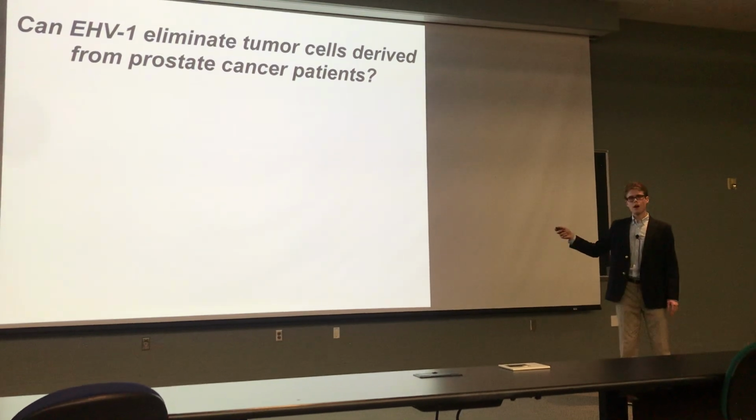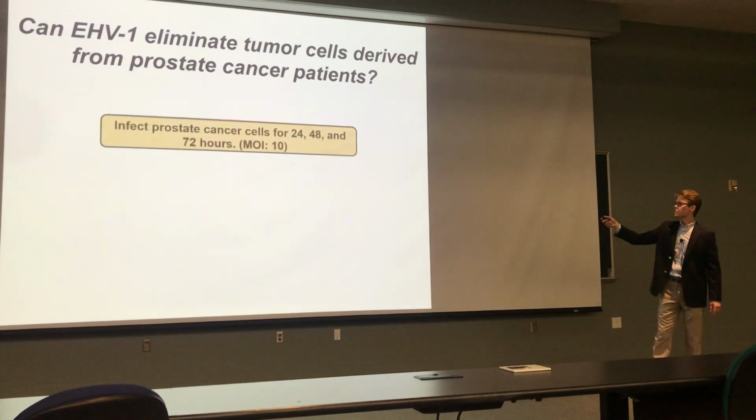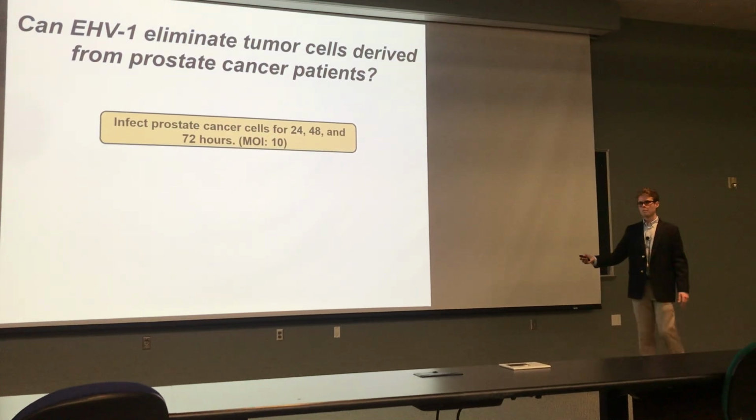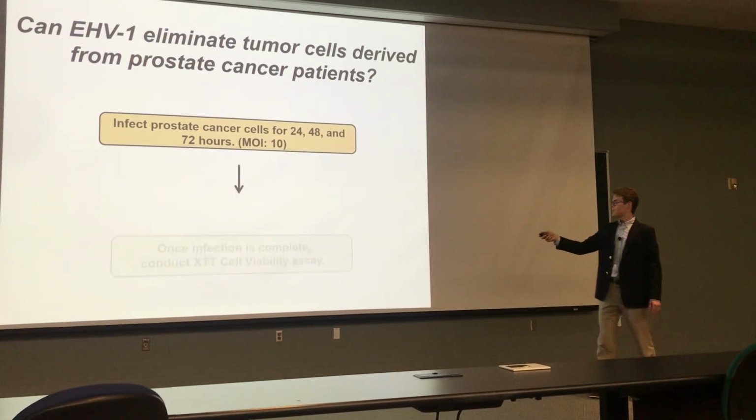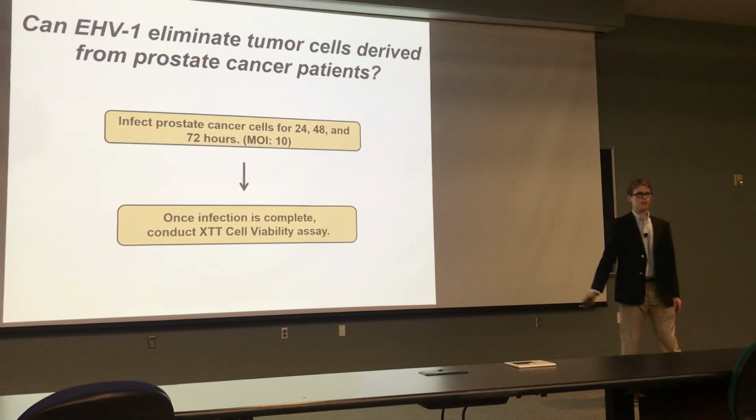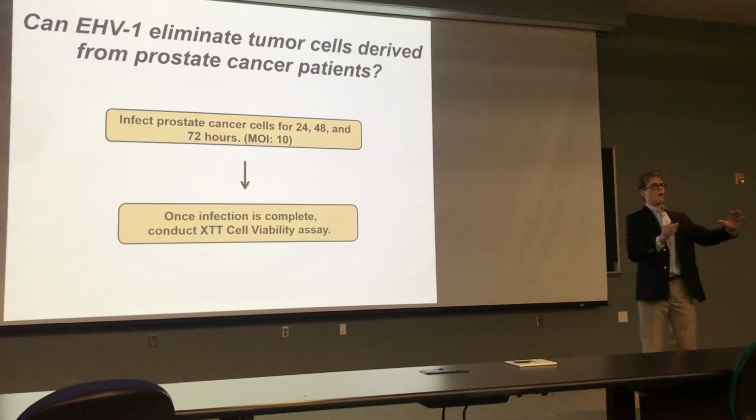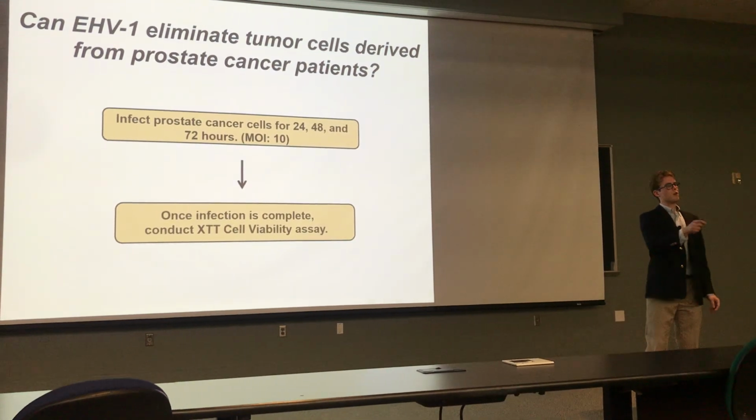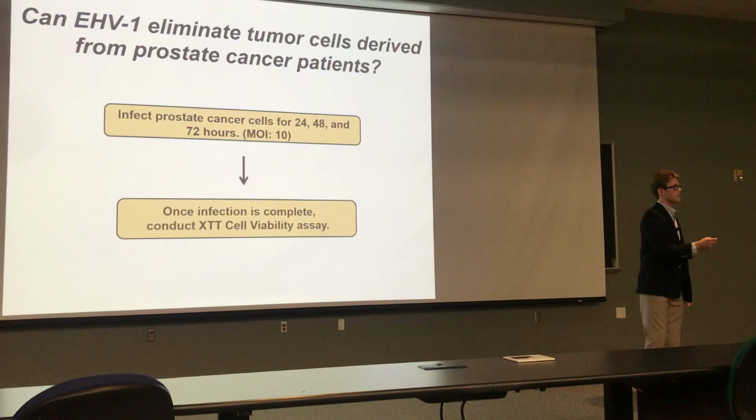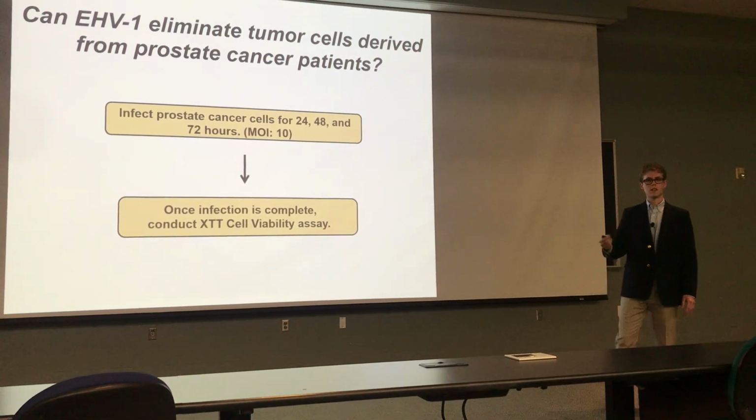So the way we went about finding out the answer to this question was we would infect the prostate cancer cells for various durations of time. We would then conduct XTT cell viability assays, which would tell us how many living cells are left. Also, I'd like to mention, we're working with 4 different strains of the virus to test to see which is the most effective at serving as an oncolytic vector.